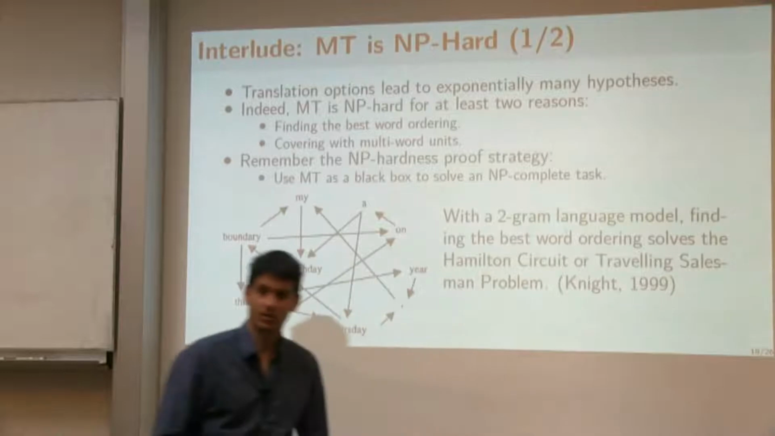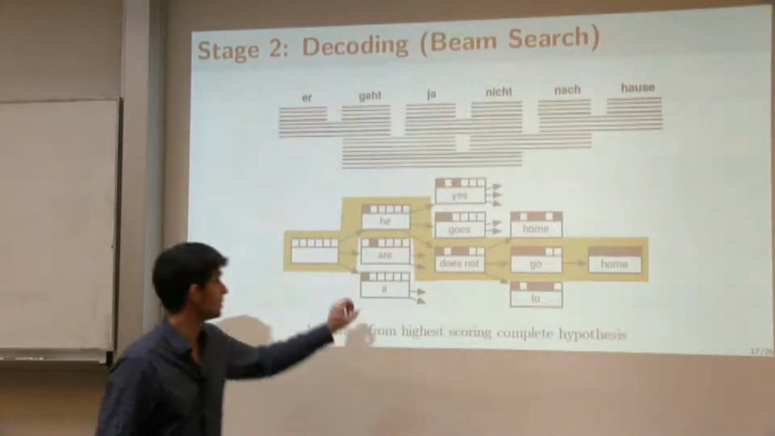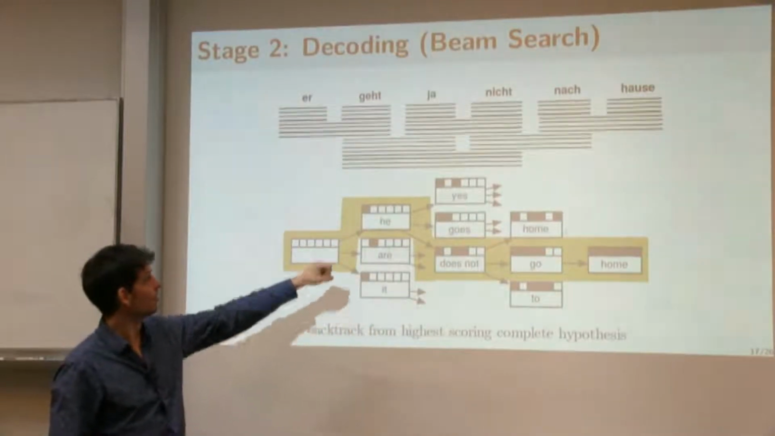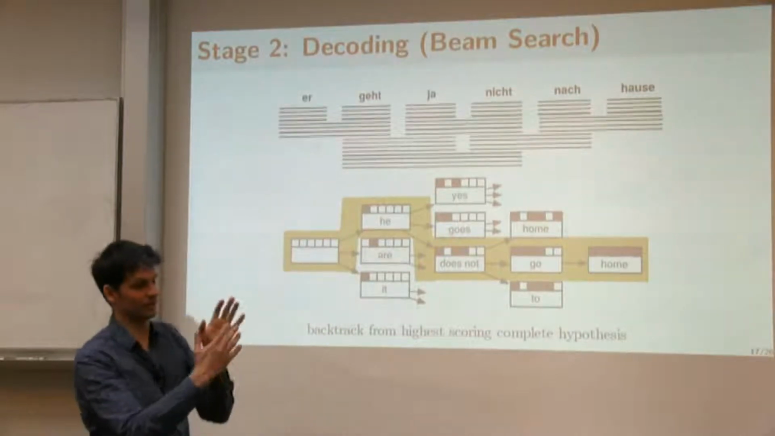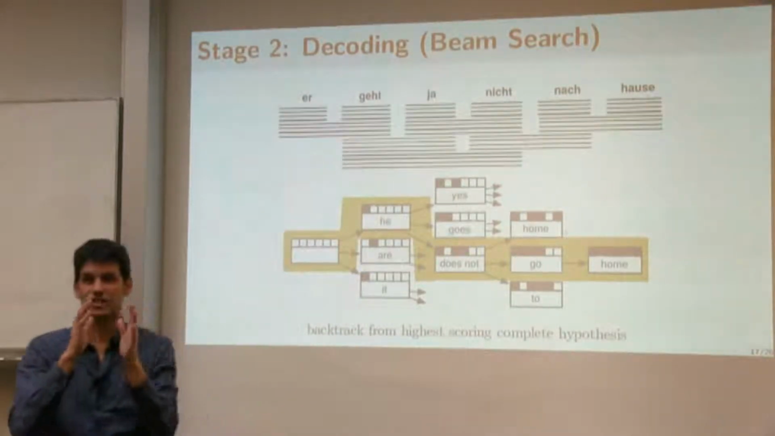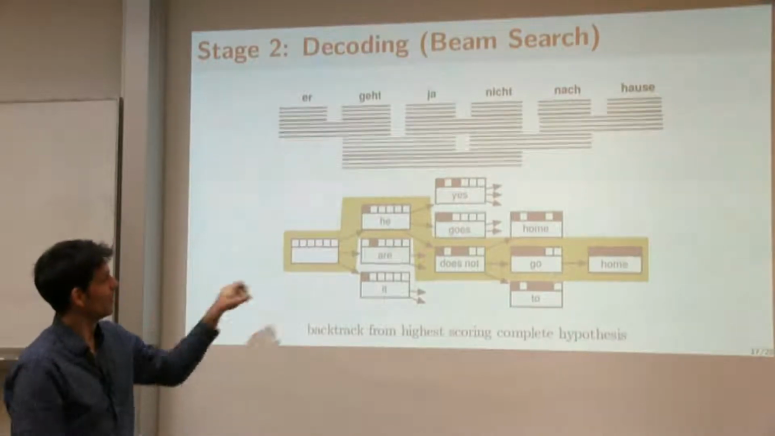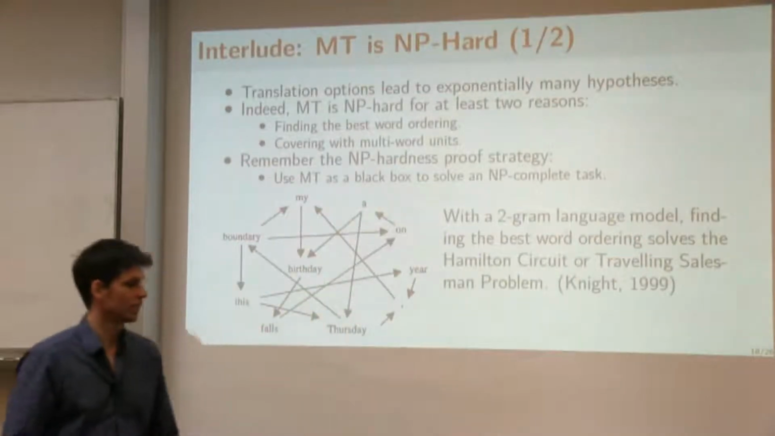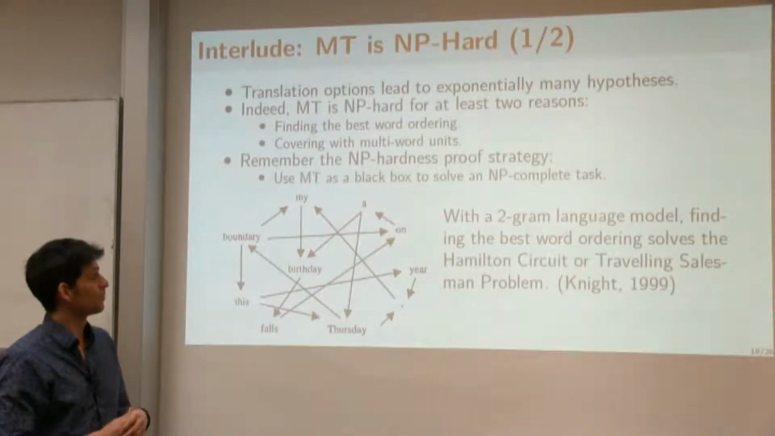Now it's important to realize that this search space, the search of possible hypotheses, is pretty big. We have many translation options for each phrase span, but we also have many spans. So the number of partial hypotheses that we should consider is actually exponential in the sentence length.